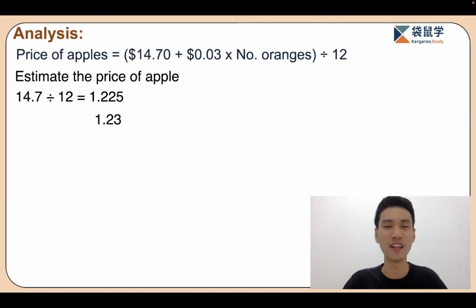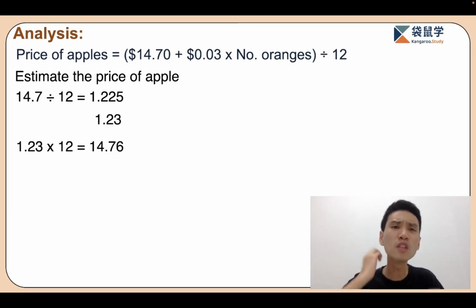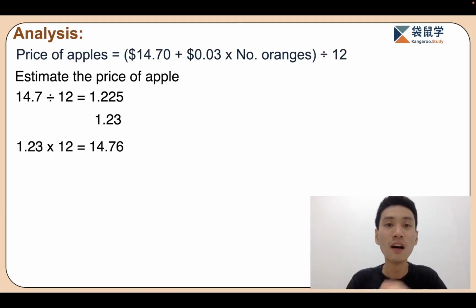So let's see if it is possible. What do we do now? That's right. We take this price multiplied by the quantity of 12 to get 14.76. Now, what do we do next? Well, we need to find the quantity for oranges and apples in order to determine the price of each apple and therefore the total price of apples that Malik paid for.